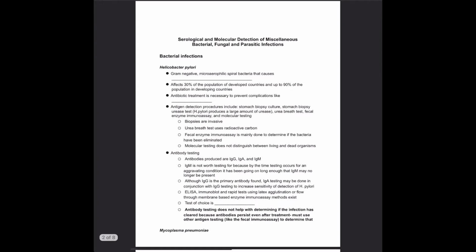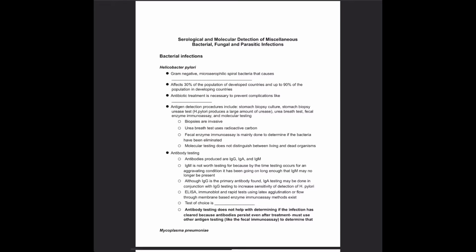So first we'll cover bacterial infections. So starting with Helicobacter pylori. This is a gram-negative microaerophilic spiral bacteria that causes duodenal and gastric ulcers. It affects 30% of the population of developed countries and up to 90% of the population in developing countries.